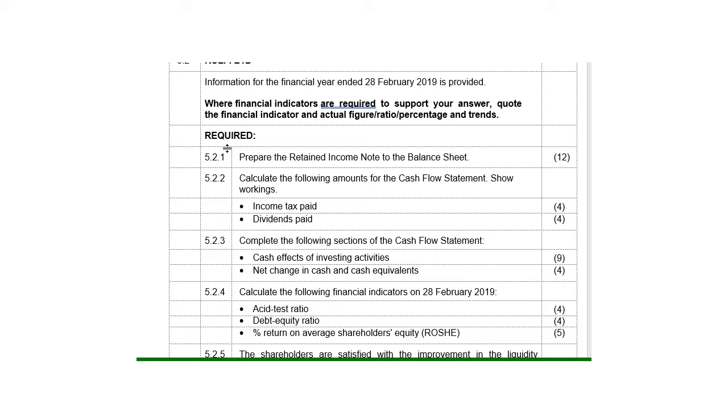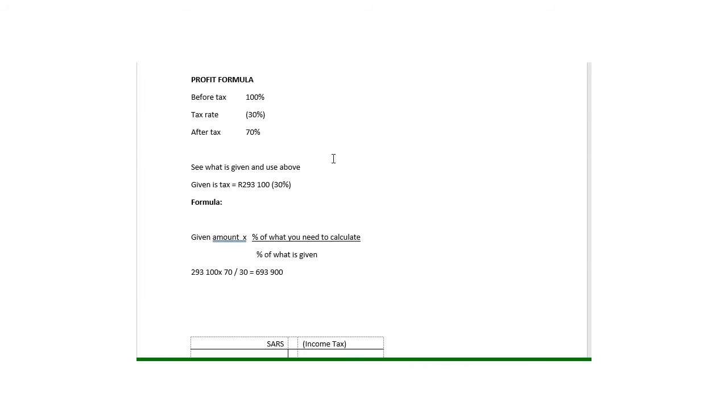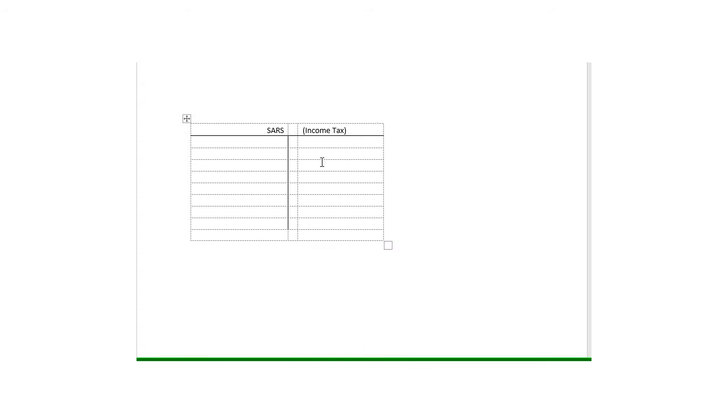Good. So we've done 5.2.1 to prepare the retained income note. We now need to calculate the income tax paid and the dividends paid. When we do the income tax paid, it is important that we know the layout of the SARS income tax account. Because if we know that, it should be much easier to calculate.